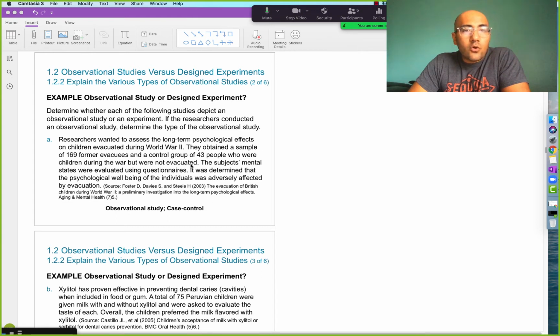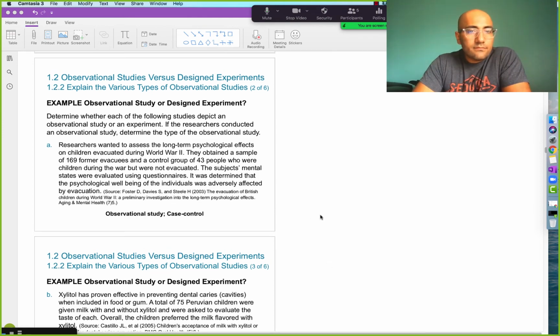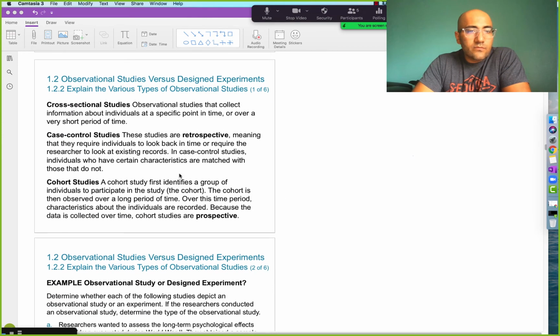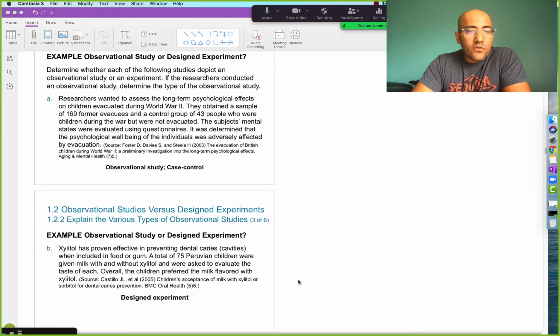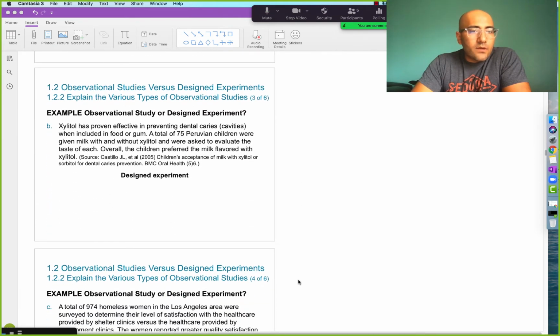We have no control. The researchers, looking at this, had no control over who got evacuated and who didn't. And this is a case control observational study. The studies are retrospective. We're looking back at records, back to World War II, and determining what happened. Good.